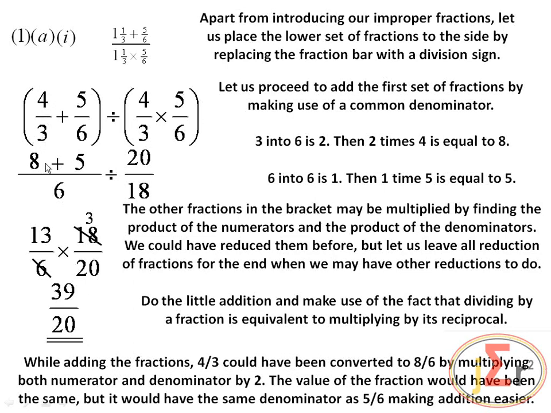The fraction would have been the same. The fraction 8 over 6 is exactly the same in value as 4 over 3, but they have different appearances. When we have 8 over 6, the denominators would have been the same, and the addition process would have been easier.